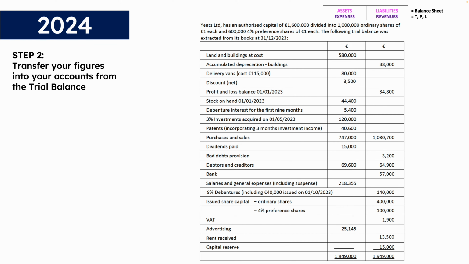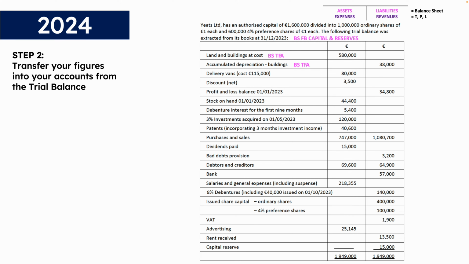So you'll see here that your assets and expenses are on the debit side and your liabilities and revenues are on your credit side. So going down through the trial balance, we'll just identify where things are going to go and then we'll slot them in. So land and buildings at cost are going to go into the tangible fixed assets, as will the accumulated depreciation. The authorised capital up above at the top of the question, that's going to go into the balance sheet financed by capital and reserves.